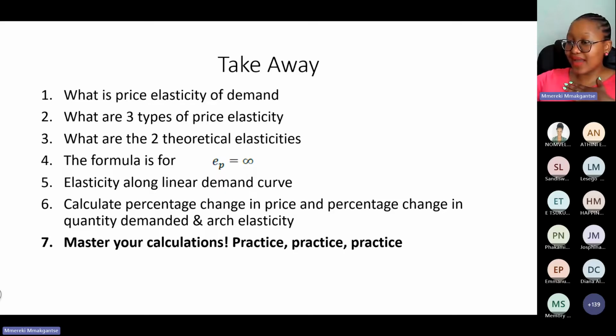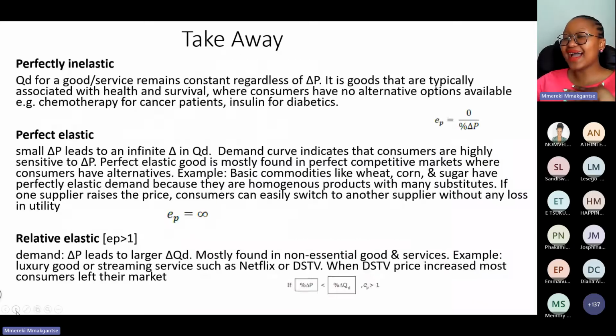So the elasticity is infinity. Guys, know how to calculate percentage change in price and percentage change in quantity demanded. I beg of you. There's also arc elasticity there in your study guide. I trust you guys to do it. Please, master your calculations. When you understand something, even if the question is posed differently, you will know it. If you know a person, you will know who the person is. Right, a nice takeaway for you.